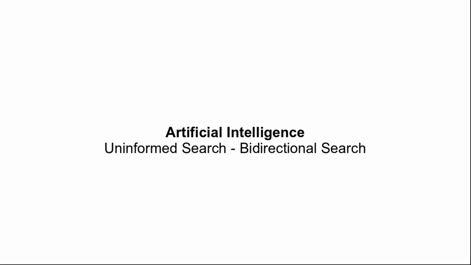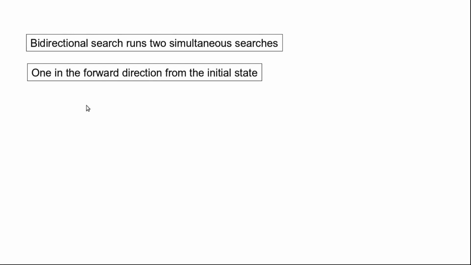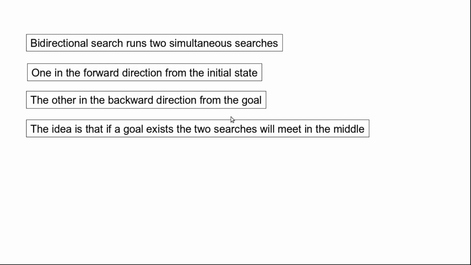In today's class, we will look at another uninformed search algorithm, which is the bidirectional search. In bidirectional search, we run two different searches at the same time. One of the searches is in the forward direction, which we perform starting at the initial state, and the second search is in the backward direction, which we start from the goal state. The idea is that if a goal exists, then the two searches will meet in the middle.